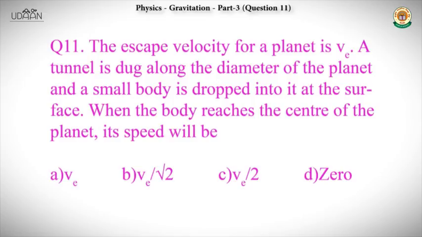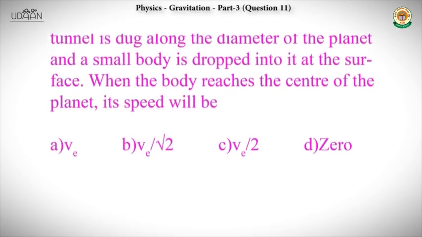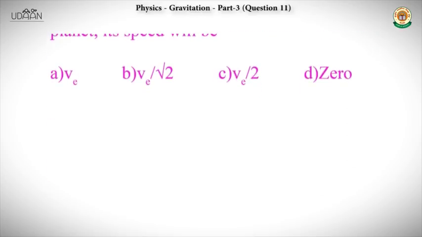Guys, question number 11 is again about the escape velocity of a planet. You've been given the escape velocity of the planet, which is VE. A tunnel is dug along the diameter of the planet and a small body is dropped into it at the surface. You have to tell what speed it will attain when it reaches the center of the planet. See, this is another energy balance.